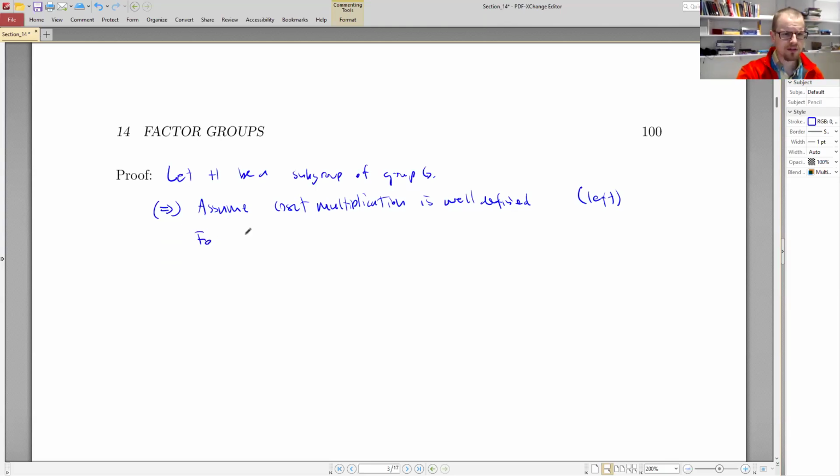All right, so assume coset multiplication is well defined. For an element a of G, we want to consider the coset aH. Now we want to let x be an element of aH. Since coset multiplication is well defined, we have.